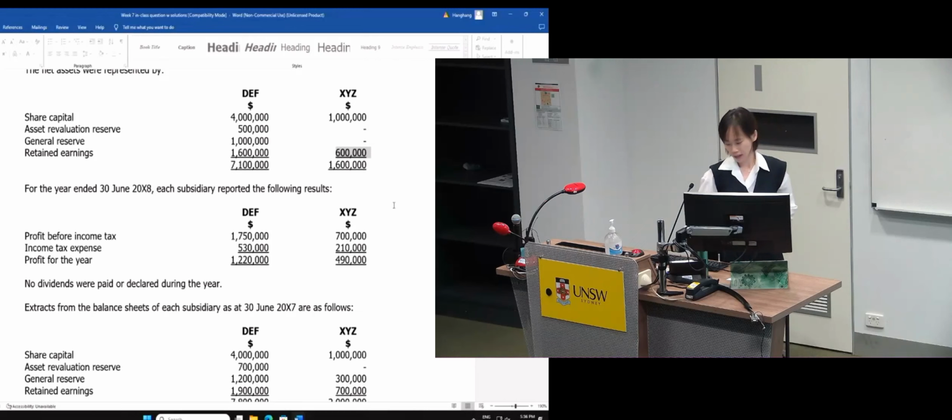Okay, now what about current year? Well, current year XYZ report after tax profit 490,000. So how we do the allocation?